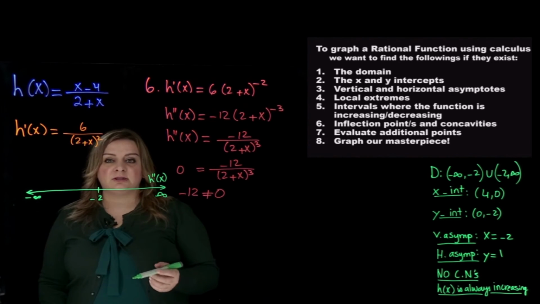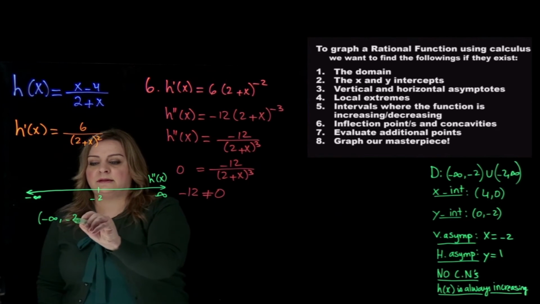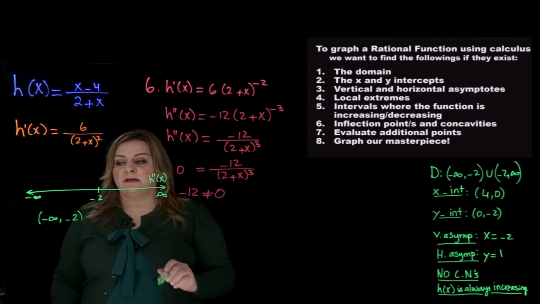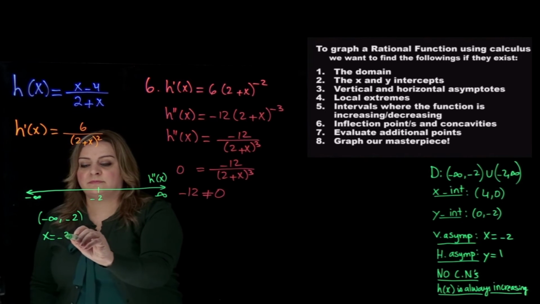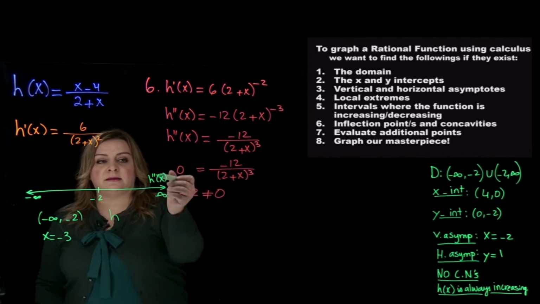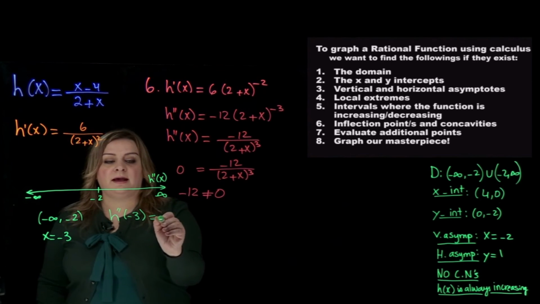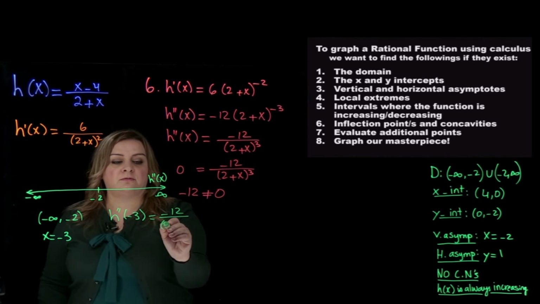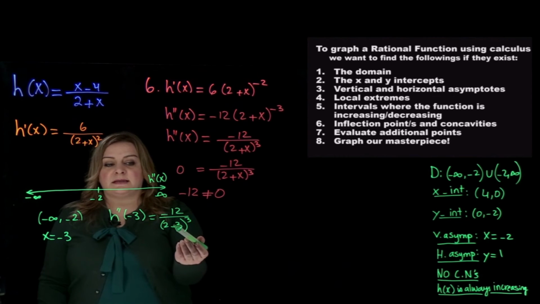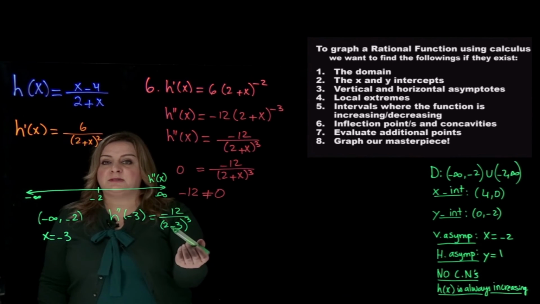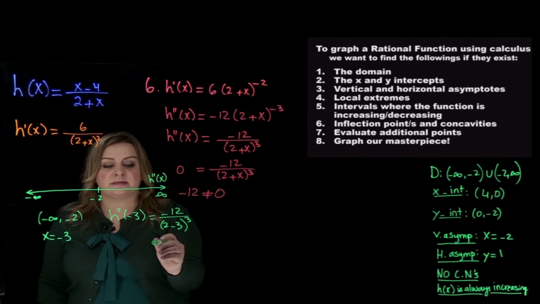I will first consider the interval negative infinity to negative 2. If I let x be negative 3 in this interval and evaluate h double prime of x at negative 3, I will have negative 12 over 2 minus 3 cubed. 2 minus 3 is negative 1. Cubed will be just negative 1. Negative 12 divided by negative 1 is just 12.